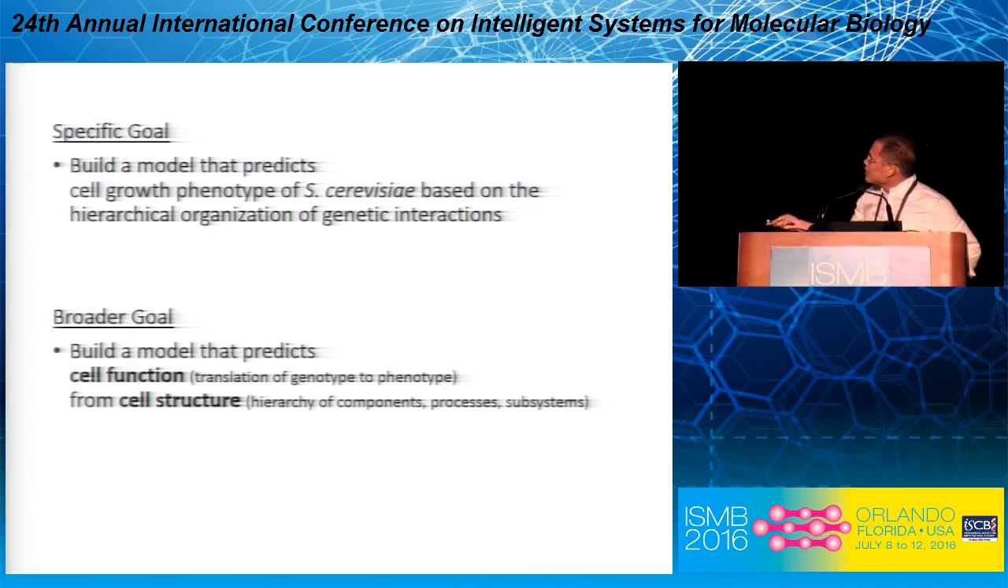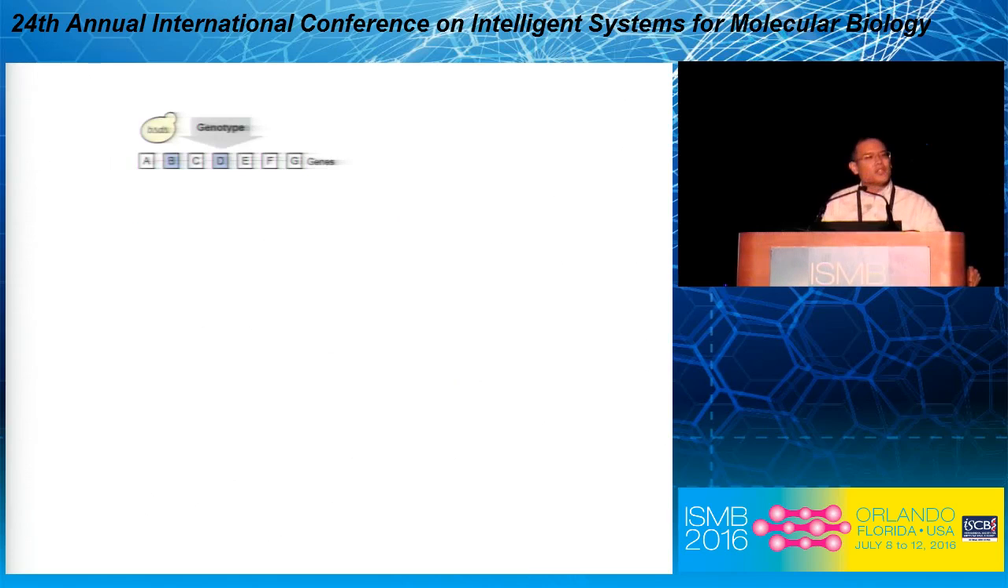And more broadly, the more general goal was to build a model that can predict cell function, that is, translation of genotype to phenotype, based on prior knowledge of cell structure, how the cell is composed of components, processes, and pathways. This hierarchical intuition led us to a computational framework for translating genotype to phenotype, and it works as follows. In this framework, we first consider some genotype. In this example, genes B and D have been deleted.